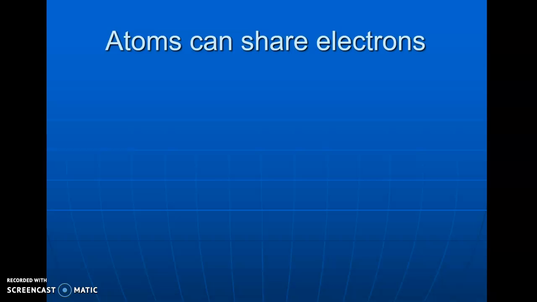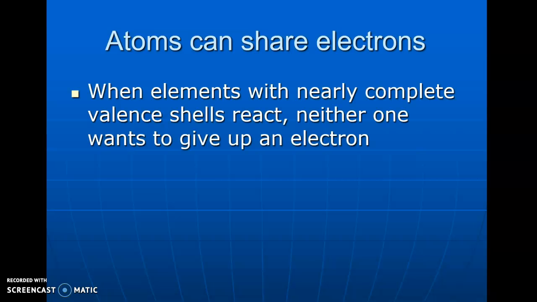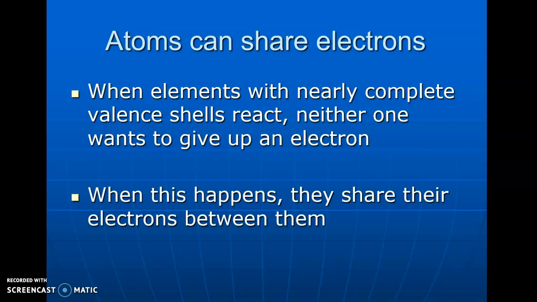Atoms can also share their electrons. Now, why would there sometimes be a transfer of electrons and sometimes not? Well, it comes down to whether you have one that's giving and one that's taking, or if you have two takers. If you have two elements with nearly complete valence shells, neither one of them wants to give an electron away. So if we have two halogens, both of which want an electron, neither one is willing to be the giver of the electron. So they instead share their electrons.